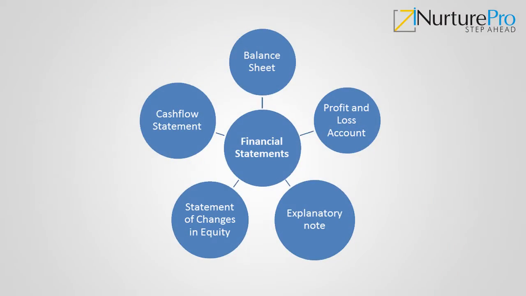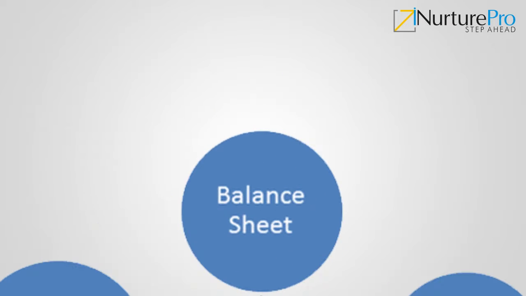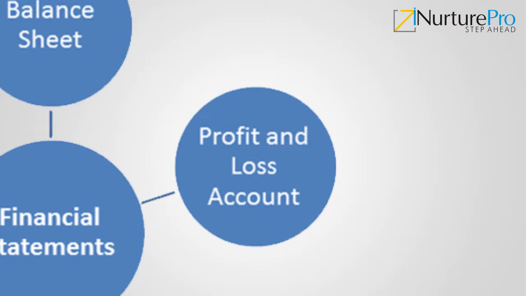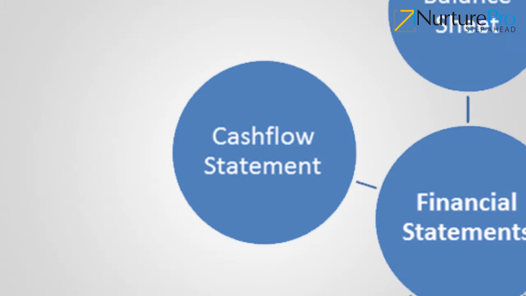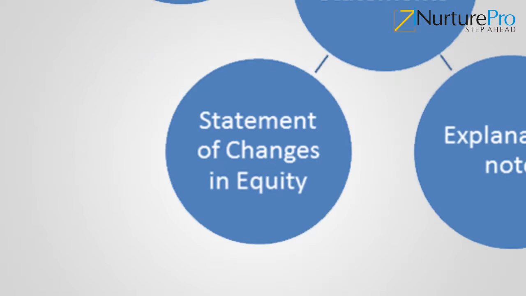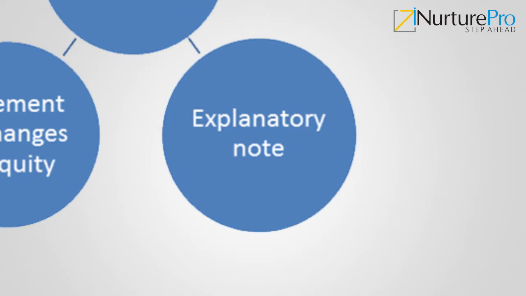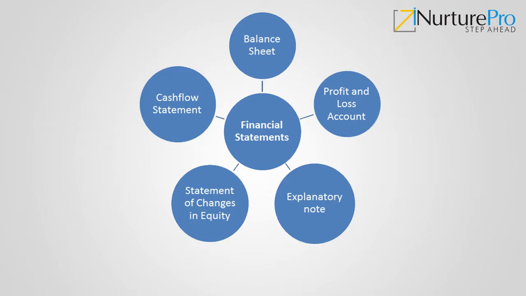Section 2 subsection 40 has given 5 statements that form part of what is called financial statements. These are: number 1, a balance sheet; number 2, a profit and loss account; number 3, cash flow statement; number 4, a statement of changes in equity; and number 5, any explanatory note annexed to or with reference to any of these 4 documents. Thus, you see final accounts of a company, known by the name financial statements, are not restricted to P&L and balance sheet alone. They also include a cash flow, a statement of changes in equity, and explanatory notes.